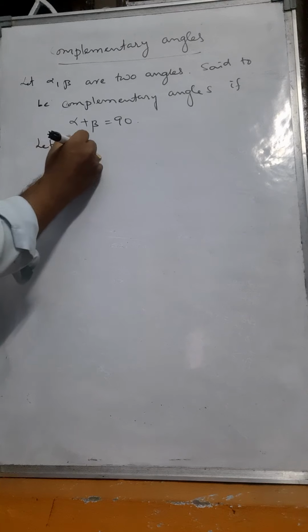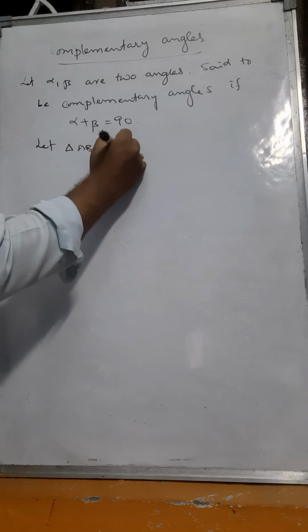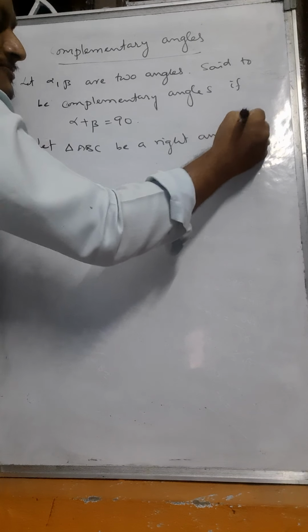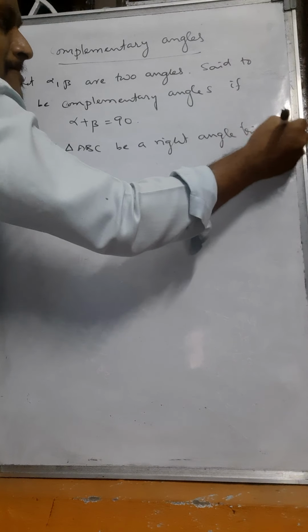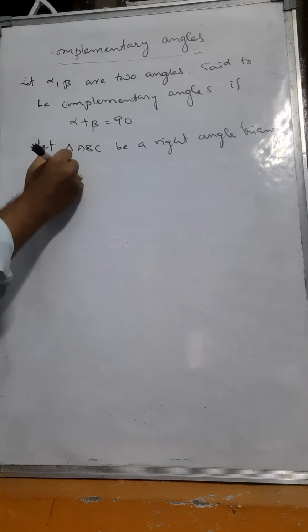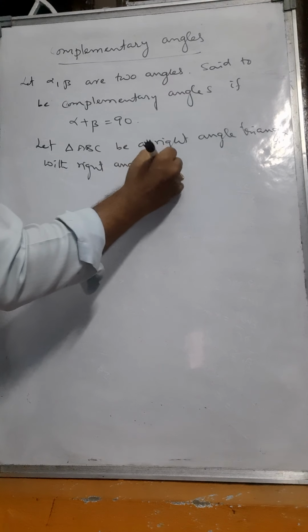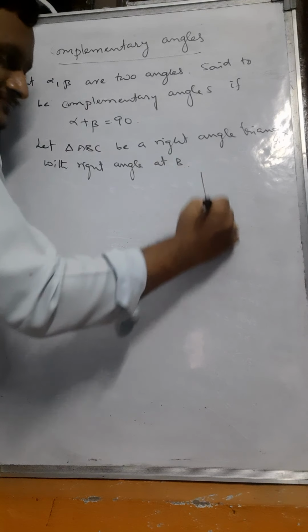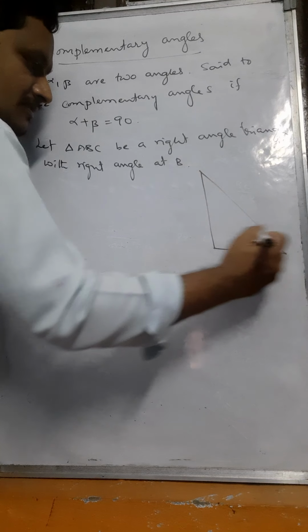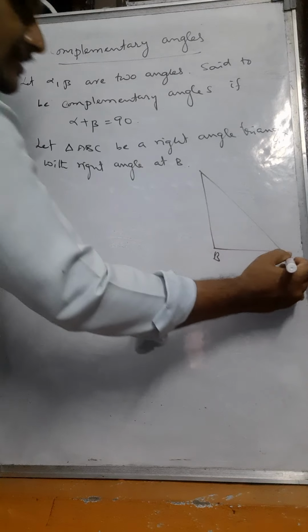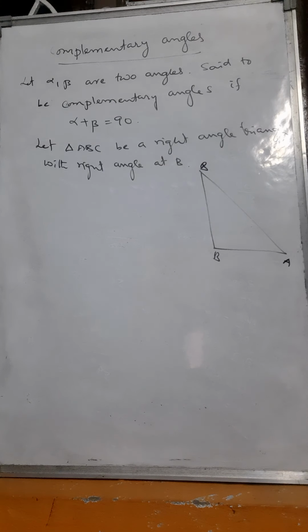Now I am taking let triangle ABC be a right angle triangle with right angle at B. Here B is a right angle. Here what about A and C? Here it is A, it is B.